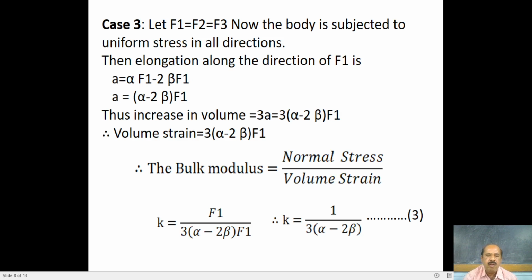Therefore, bulk modulus is equal to normal stress, or the volume stress, divided by volume strain. Now we know both values. Volume stress is nothing but F1 and the volume strain is 3 into alpha minus 2 beta into F1. If you simplify, you will get K is equal to 1 by 3 into alpha minus 2 beta. You call this equation number 3.